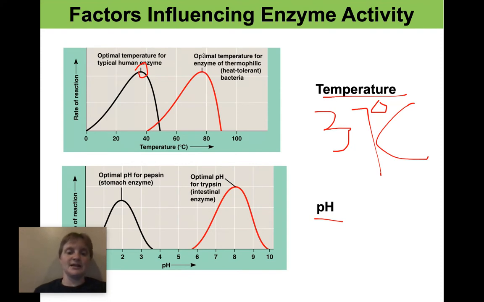Like this is an organism that might live in a hot spring, like Yellowstone National Park. They live in hot temperatures, almost boiling temperatures. So it makes sense that their enzymes would work best there. Our enzymes would die there.